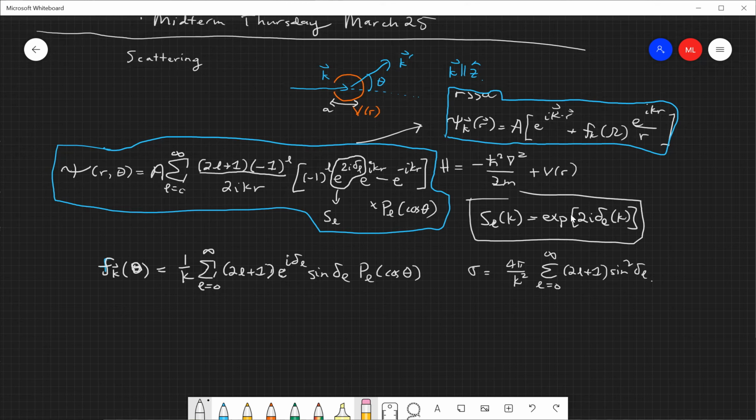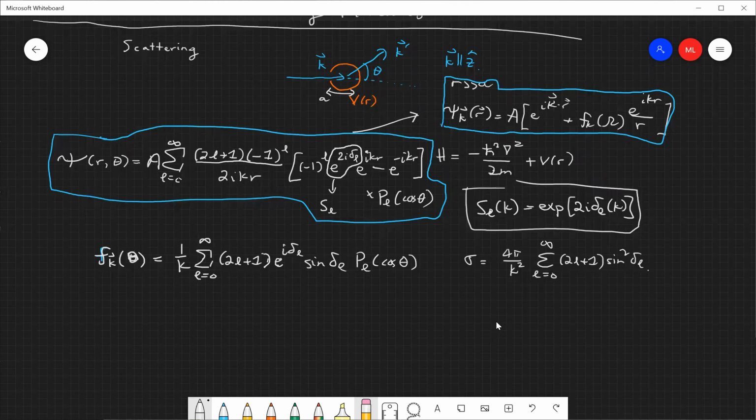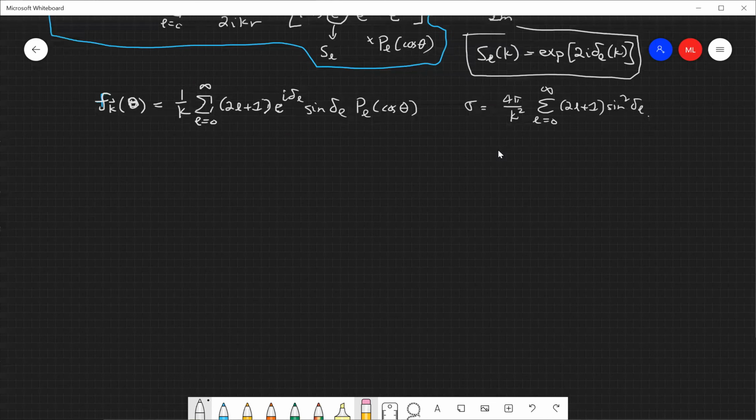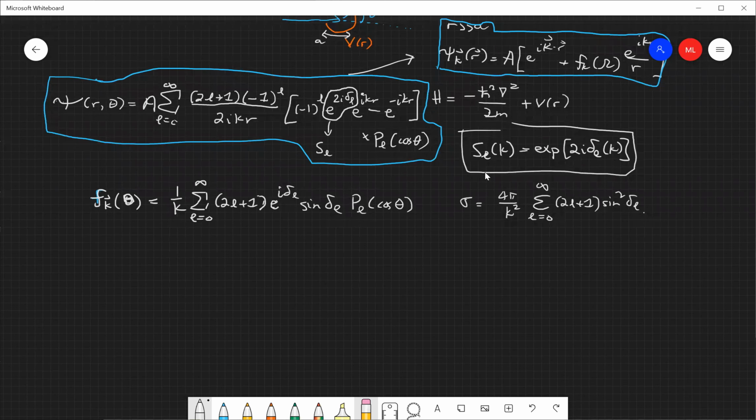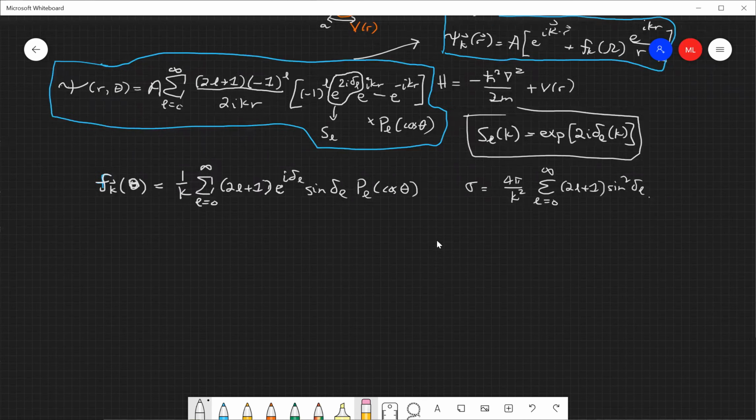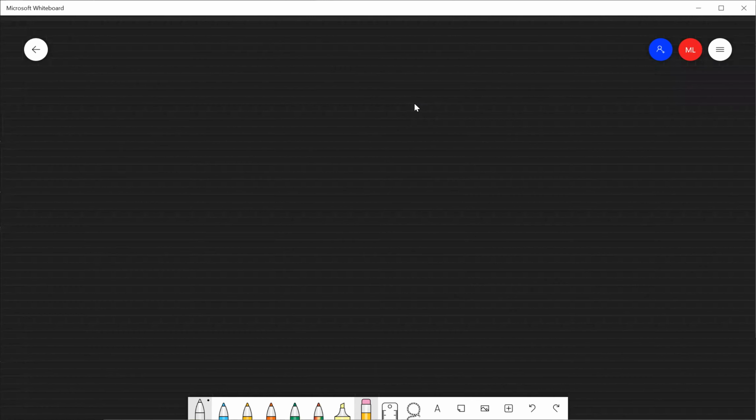So what we're going to do now is go back and try to understand these formulas in terms of classical intuitions, because this is not so transparent. And we should try to connect it back to what we know about cross sections classically. So let's build some sort of classical intuition about these things.